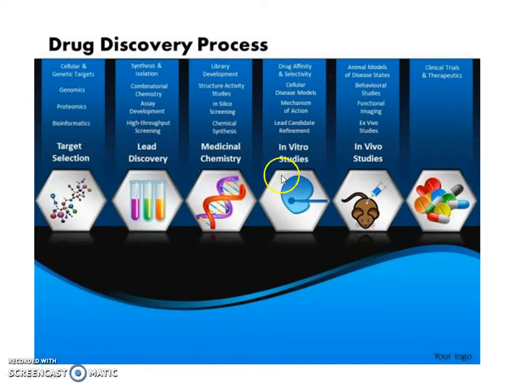Once the in vitro studies are successful, next we can move to the in vivo studies, where the animal models of disease states are chosen and the mechanism of action is checked in animals. Further, we go for clinical trials and therapeutics.